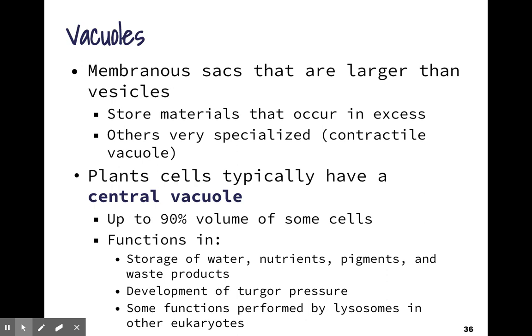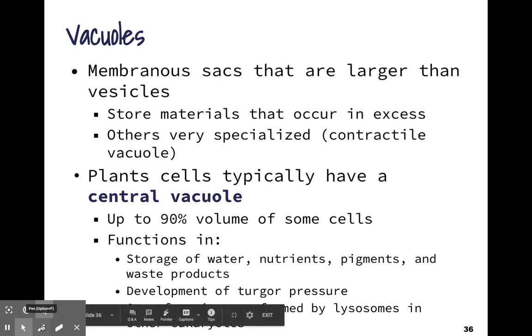All right, next is the vacuoles. Vacuoles are membrane sacs that are larger than vesicles. Vacuoles store materials that occur in excess. Others are very specialized. Some organisms have what's known as a contractile vacuole. Plants usually have a typical central vacuole. So if you're a plant, your vacuole is known as a central vacuole. And the central vacuole has up to 90% volume of some of the cells.